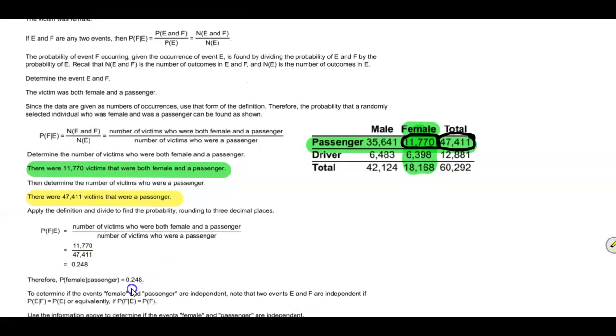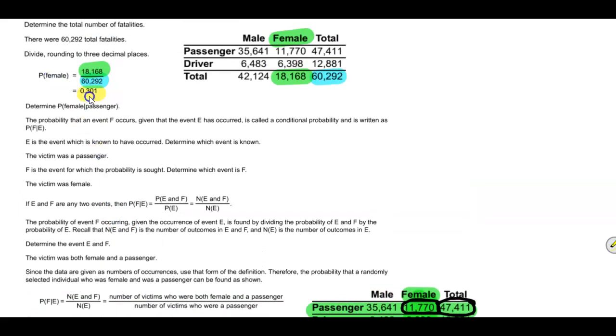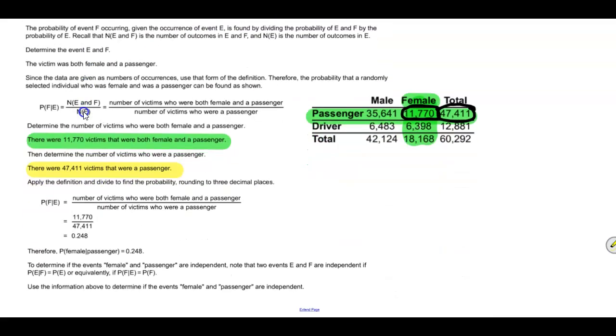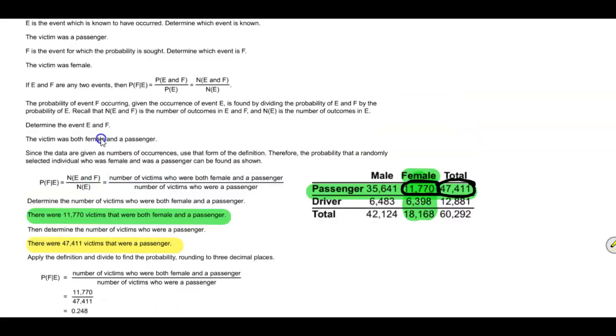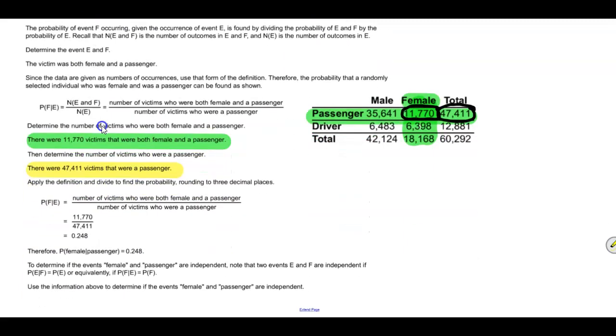So now we're going to compare 0.248 with the probability that a female was selected, which was 0.301. The question is asking whether these are independent or dependent. Now remember, they are independent if they are equal to each other. Because these probabilities are not equal to each other, they are considered dependent.